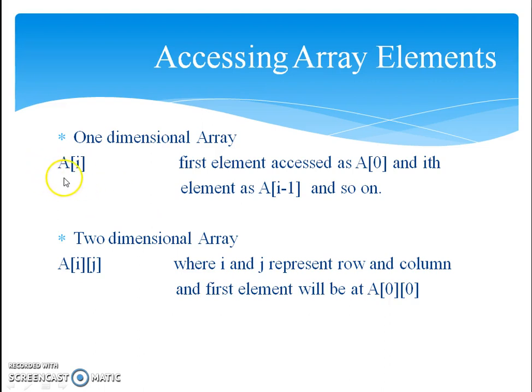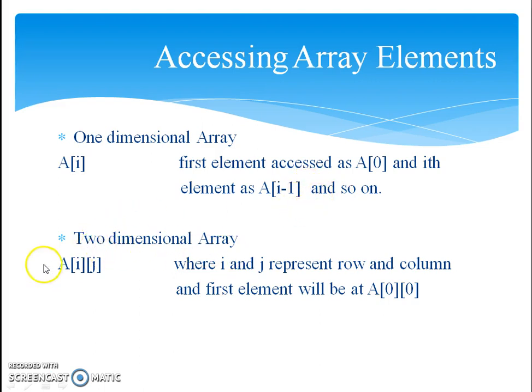Accessing array elements, in a one-dimensional array, along with the name of the array, you need to use one subscript, an index variable. The i value should start from 0 and it can go till n minus 1. So if you want to access the ith element, it will be accessed as a[i minus 1]. And for the last element, if there are n elements, a[n minus 1].